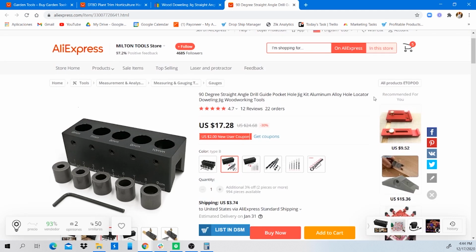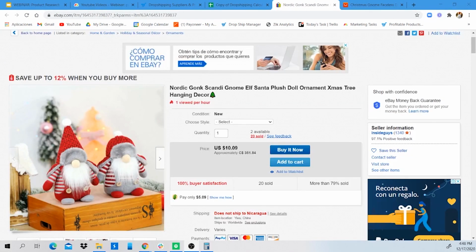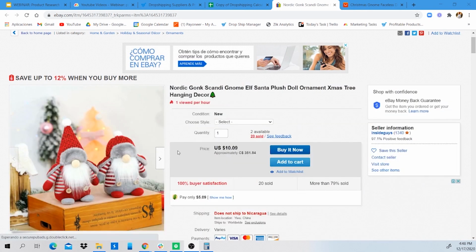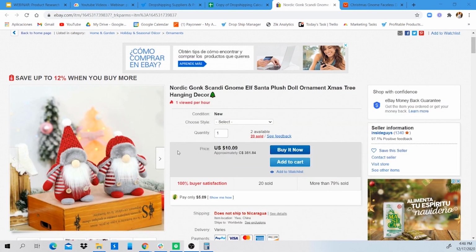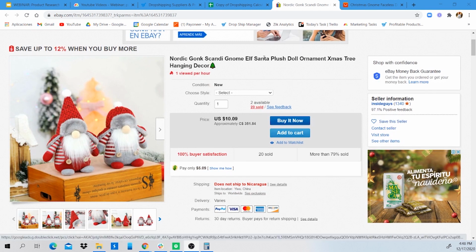So we have here a good product, we have here a cheaper price than this one, and we have here a reliable source. And this is how we start sniping a product. Let me give you a different example. We have another product right here. Since it's December, why not choose this product to showcase? So we have this Santa elf doll ornament, right, for Christmas tree.